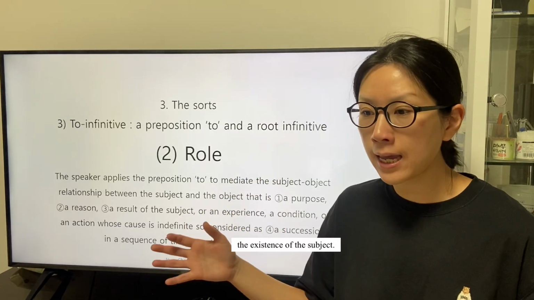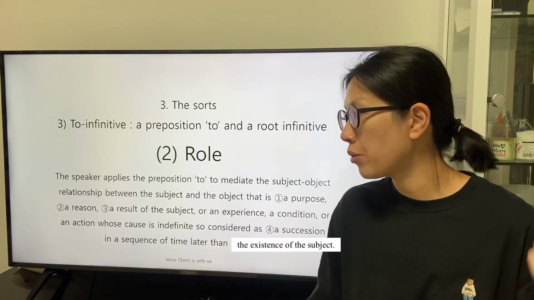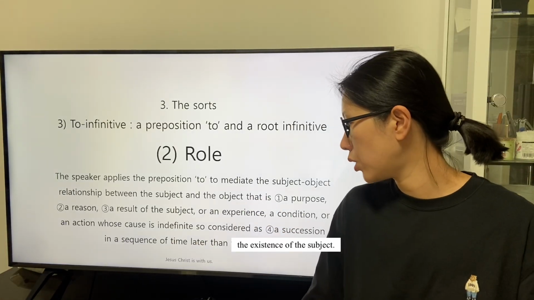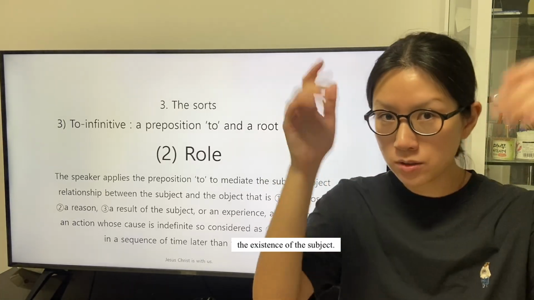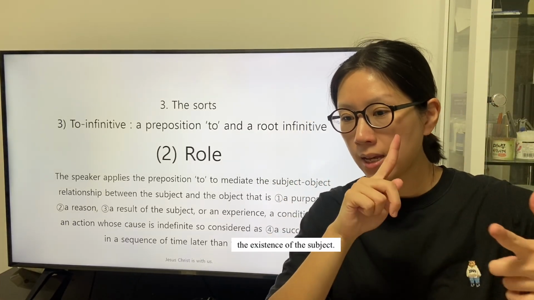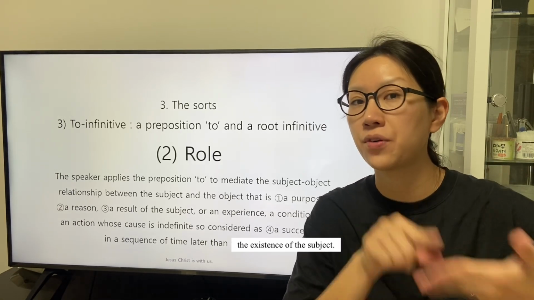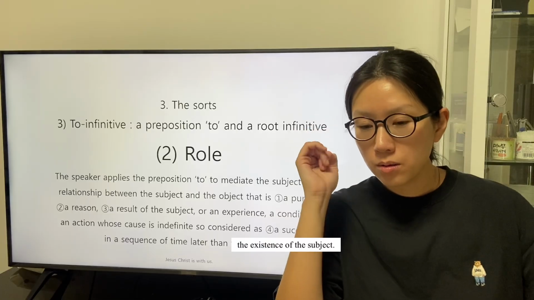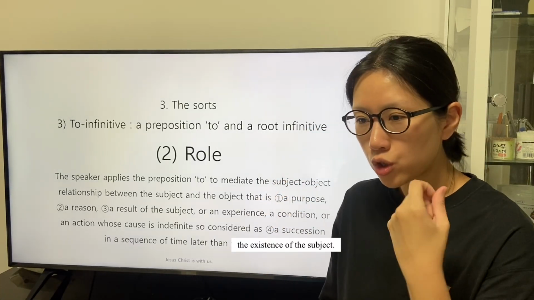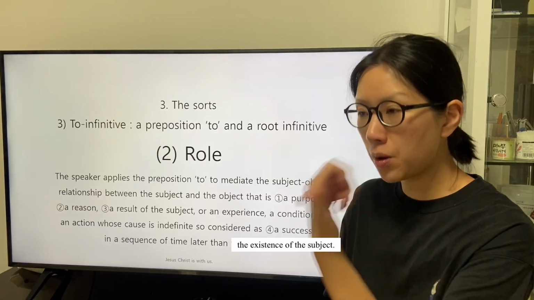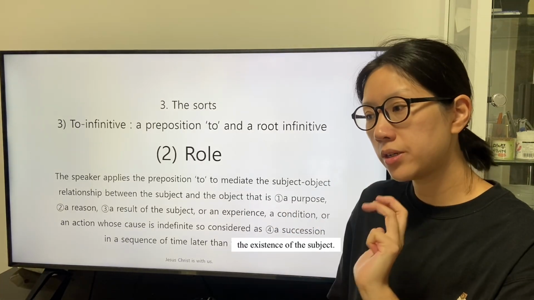The speaker can deal with the purpose, the reason, the result, or the succession of the existence of the subject at first, and the experience, condition, or action according to the definition of the verb in order, like a premise to deal with the purpose, reason, result, or succession.